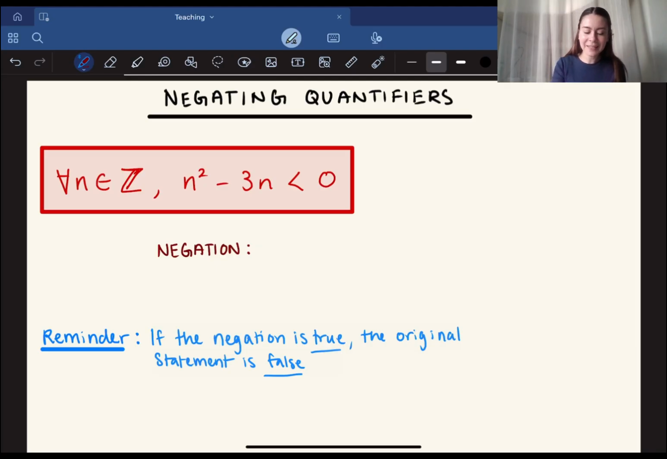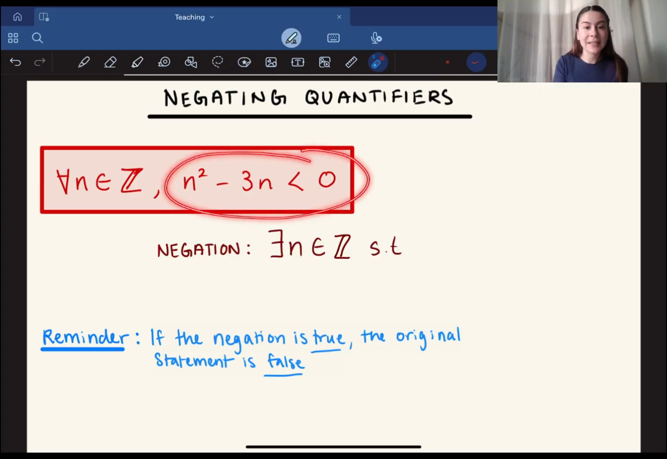So if we negate this statement, well, going from left to right, negating the universal quantifier would give us the existential quantifier. So negating for all integers n would give us there exists an integer n such that, and now we want to negate this here. We want to negate our predicate. And what that says is, in the original statement, n squared minus 3n is strictly less than 0.